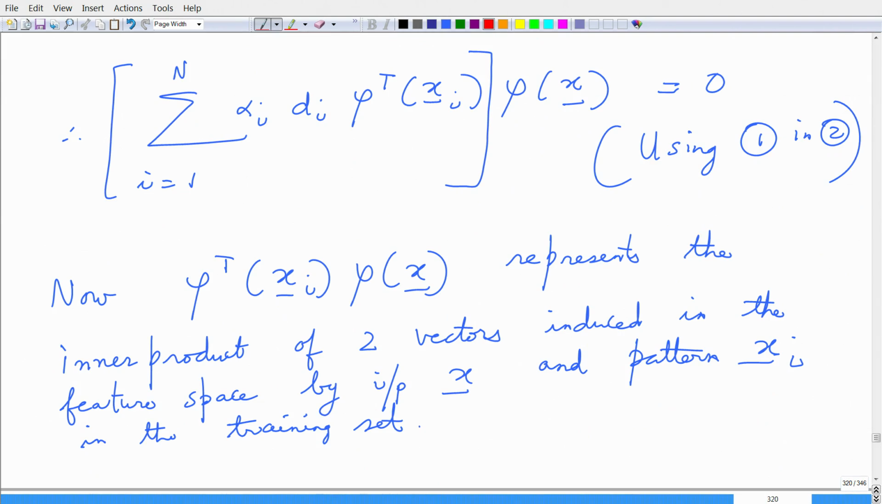Now I have an inner product of two vectors, which is phi of x with phi of xi. So this is my inner product. And this is an inner product of two vectors induced in the feature space by the input x and pattern xi in the training set. This is an important detail. So this is how we would build this relationship.